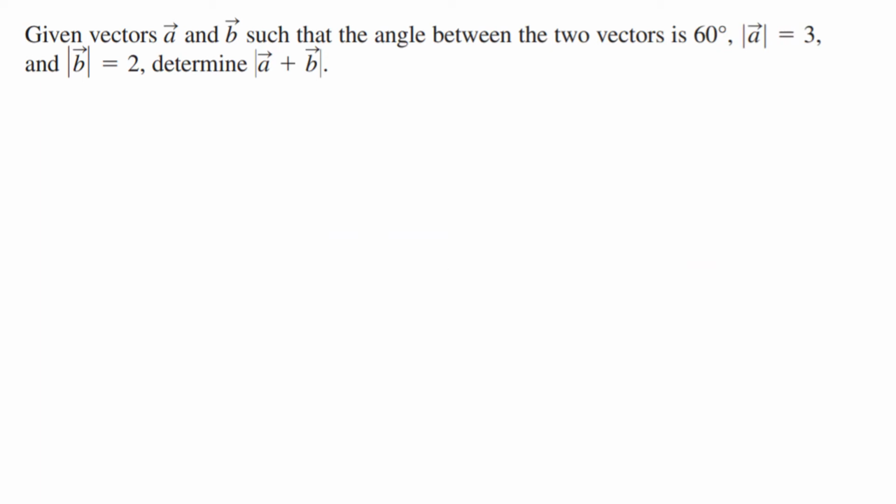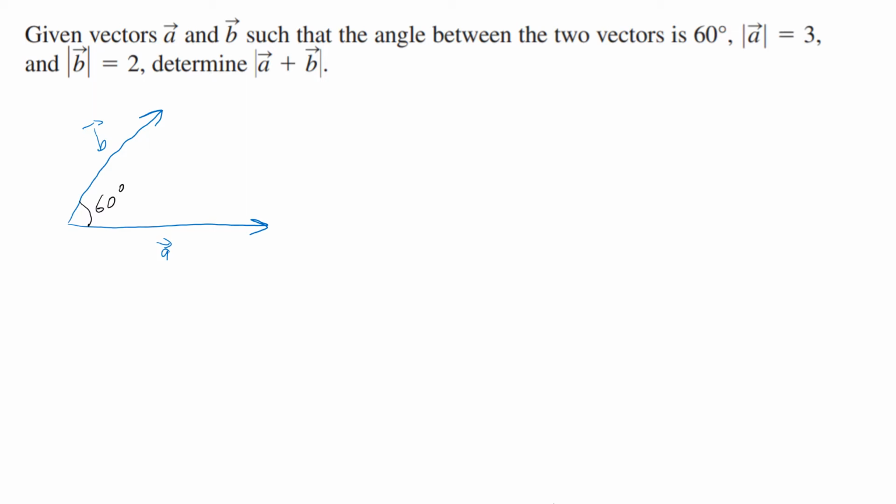Now, given vectors A and B such that the angle between the two vectors is 60 degrees, I have the magnitude of A as 3 and the magnitude of B as 2, and we need to determine the magnitude of A and B added together. So we talked about when we have two vectors like this, all we need to do is put one of them on the head of the other, right?